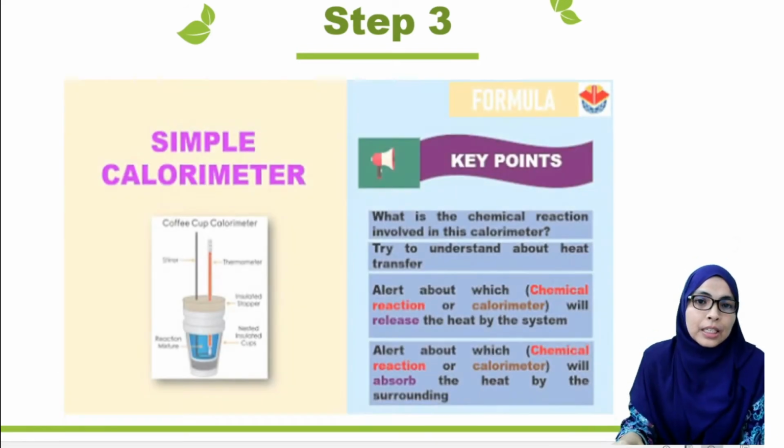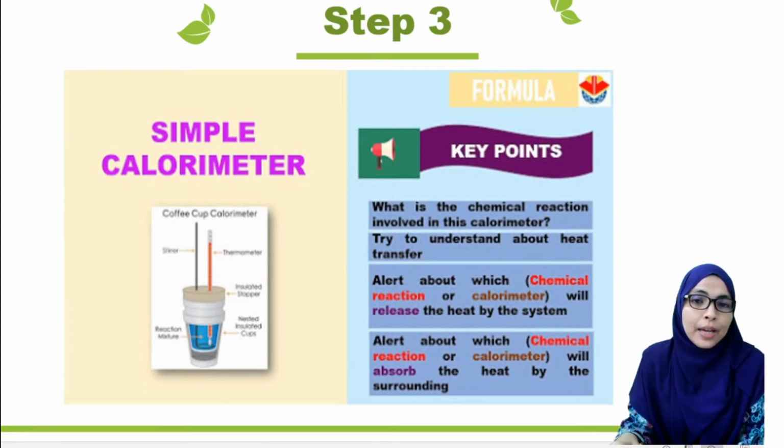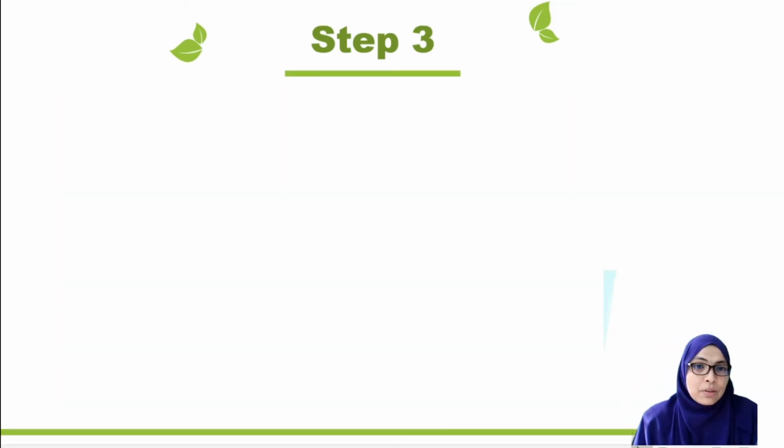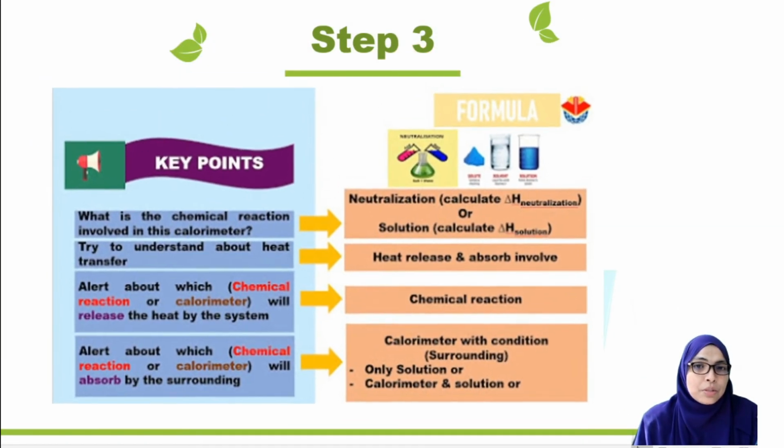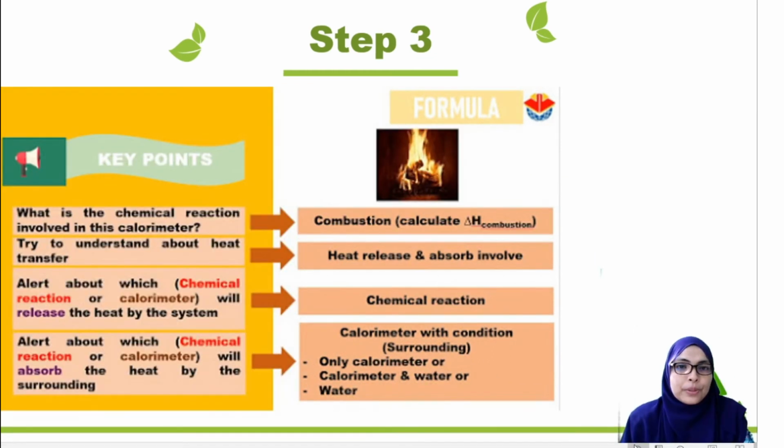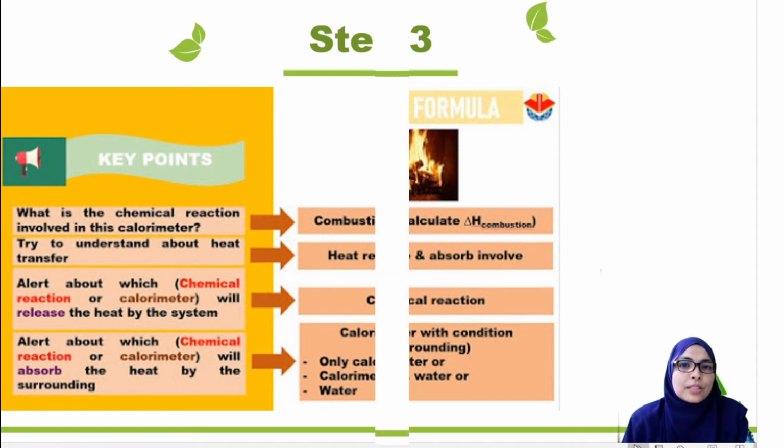In step 3, in identifying the system and the surrounding in simple calorimeter, there are few points to remember. Based on the key points, students should be able to select the correct formula to solve the calorimetry questions.